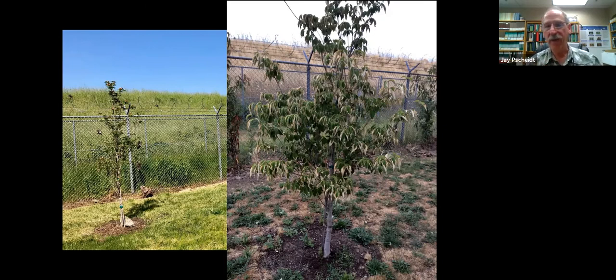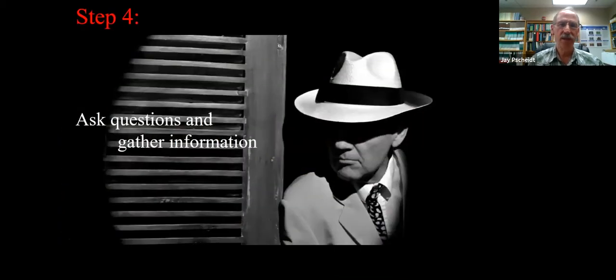Oh, that berm in the background there, all brown. Yeah, that's a lot of no irrigation going on here. Very little water. I know they say dogwoods are drought tolerant, but maybe not that much. They could use a drink of water during the summer. No question about that. Okay, step 4, asking questions and gathering information.